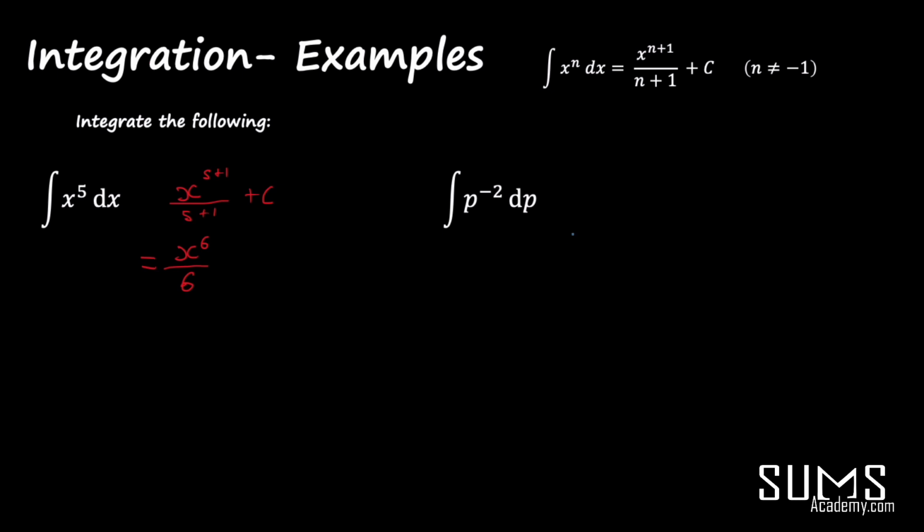And over here, you have the integral of p to the -2 with respect to p. This becomes p to the -2 plus 1 all over -2 plus 1 plus c. So it's p to the -1 over -1 plus c, which simplifies down to -1 over p plus c.